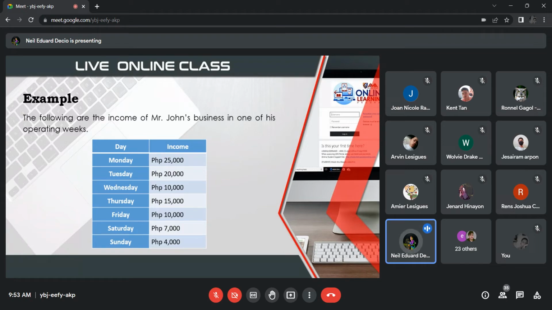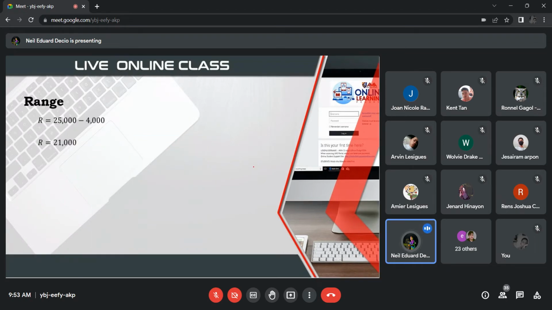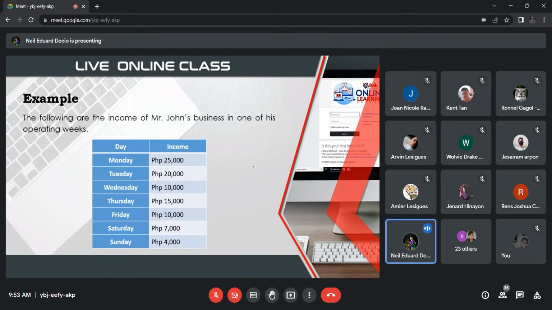So this is the income of Mr. John's business in one of his operating weeks. So if you want to take the range of this, where do we start? Of course, you just have to identify the lowest and the highest value in this particular data set.